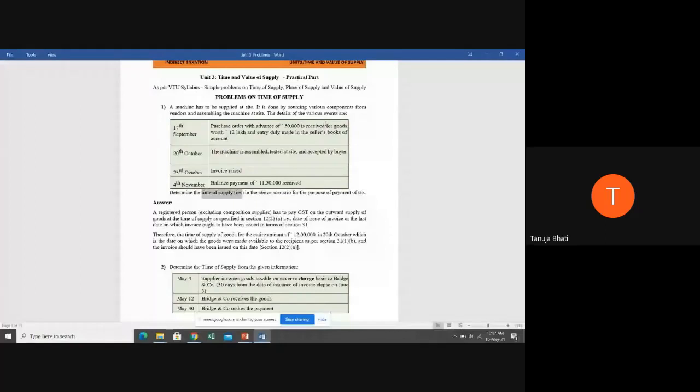Since the problem doesn't talk about the recipient paying the tax, we have to consider it under forward charge. Forward charge is covered under section 12 subsection 2. So what does section 12 subsection 2 tell us? That in case of time of supply for goods, the time of supply will be the earlier of 2 dates. Now which are those 2 dates?